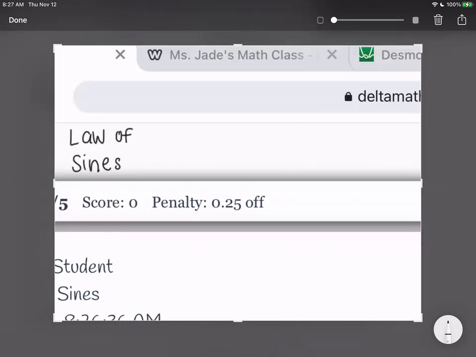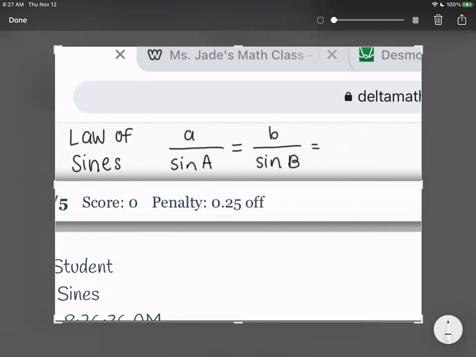Okay, so the law of sines says that little a over sine of big A, this ratio, is the same as the ratio of the b's, so b over sine B, which is the same thing as c over sine C. So these ratios are all proportional for any triangle.